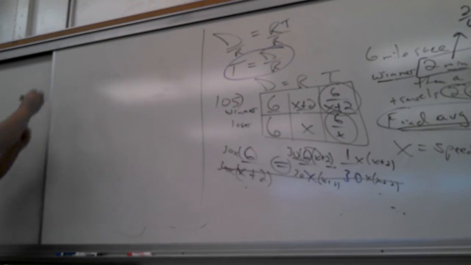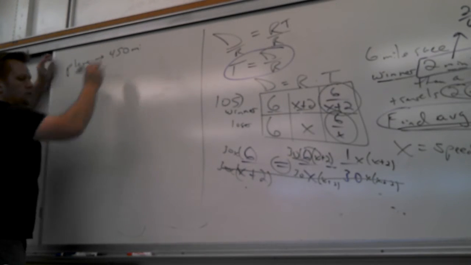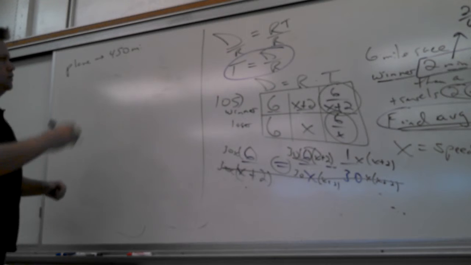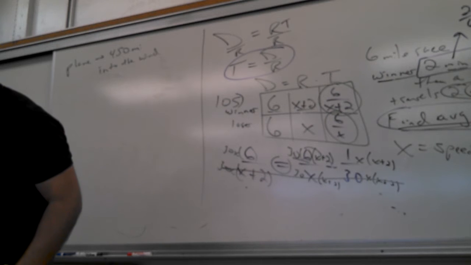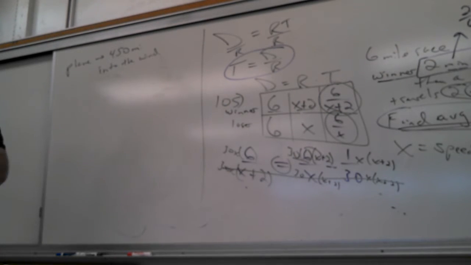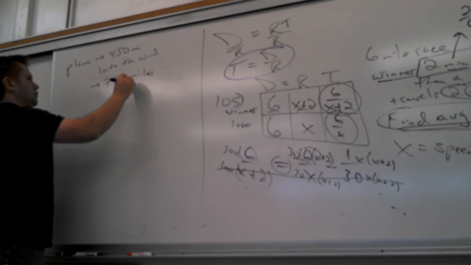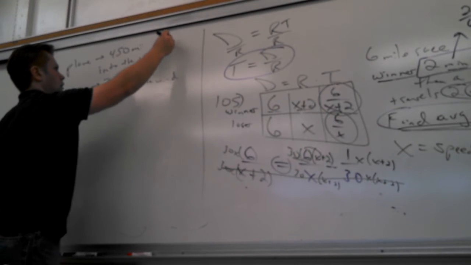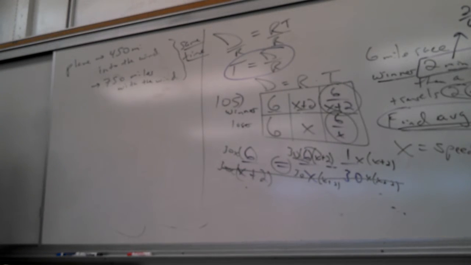So look at 111. It says a plane can travel 450 miles into the wind, against the wind, in the same time that it can travel 750 miles with the wind. All right, so if anybody's traveled East Coast, West Coast, West Coast, East Coast, you understand this phenomenon, because you're against the jet stream, with the jet stream, whatever. Right?